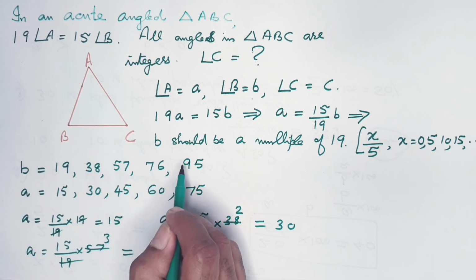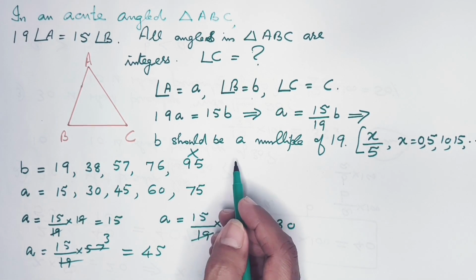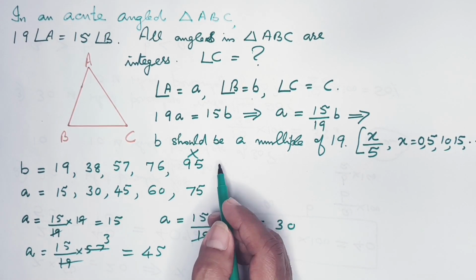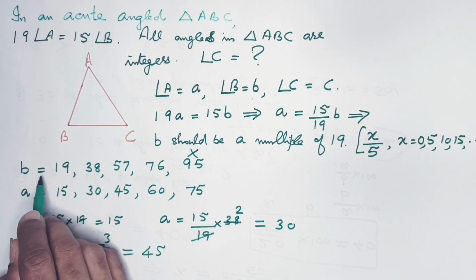So B cannot be more than 90. So this is not possible. Anything beyond that will not work because of B being less than 90. So these are the 4 possible values you're getting for A and B.